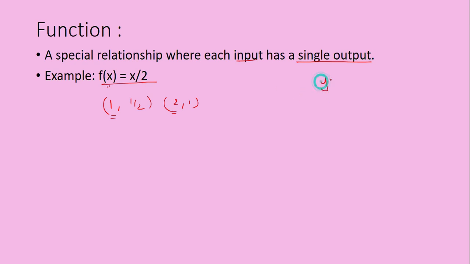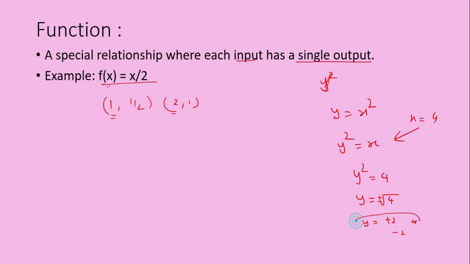Example, you can write plenty. See, y is equal to x square is a function, but if you write y square is equal to x, it's not a function. Give some value for x, give x is equal to 4 here, then y square is equal to 4, y is equal to plus or minus square root of 4, y is equal to plus 2 or minus 2. There are two outcomes. So this is not an example of a function.